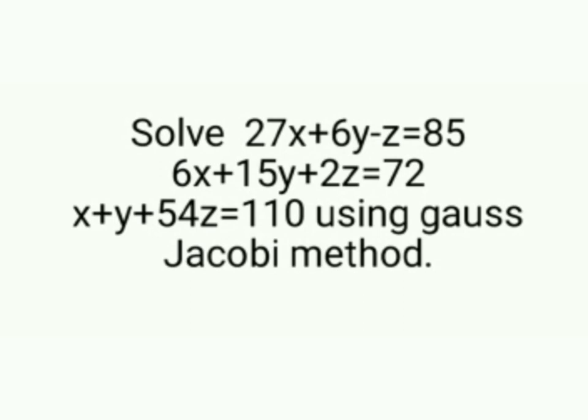Let's solve the problem. Solve 27x plus 6y minus z is equal to 85, 6x plus 15y plus 2z is equal to 72, x plus y plus 54z is equal to 110 using the Gauss-Jacobi method.